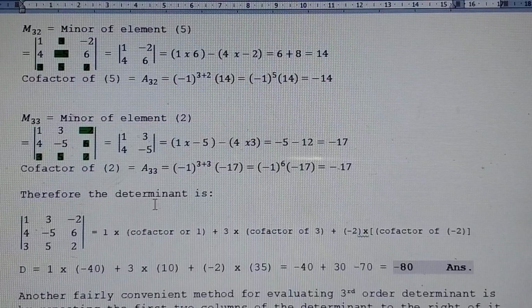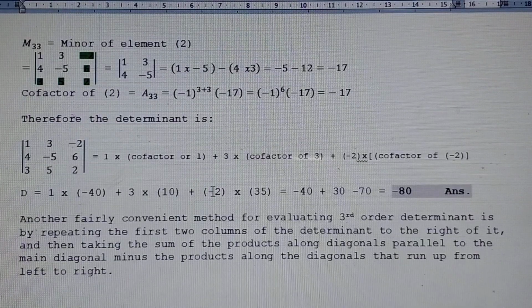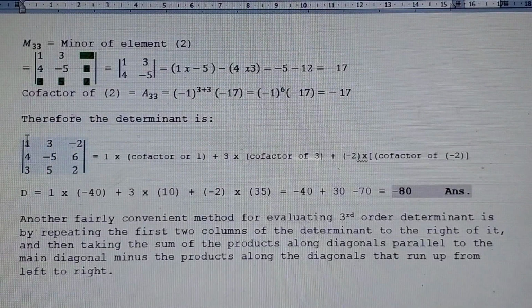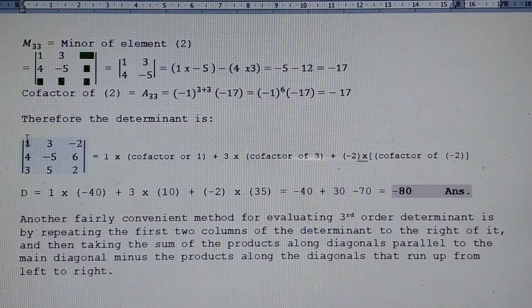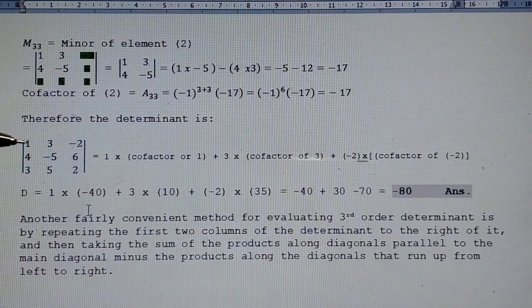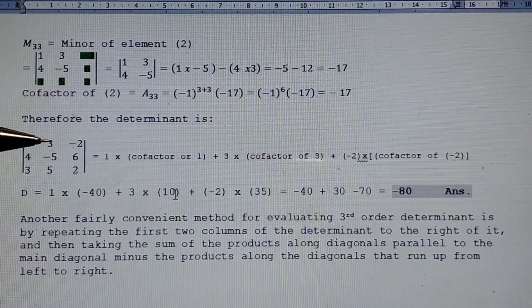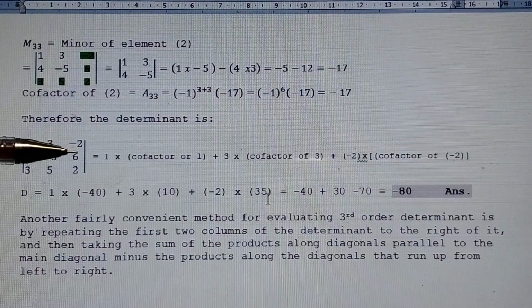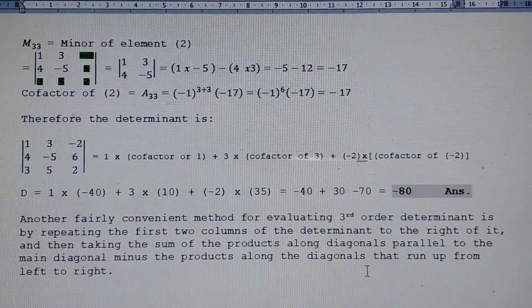Then, let's proceed to the evaluation of its determinant. The determinant, this is the formula. Every element is multiplied by its cofactor that we solved earlier. So our elements are 1, 3, and negative 2 in row 1. The cofactor we got earlier for element 1 is negative 40. Then for the 3 it is positive 10. For the negative 2 it is 35. So what do we get? That is negative 80.